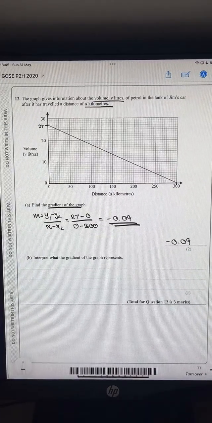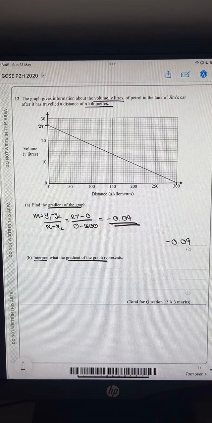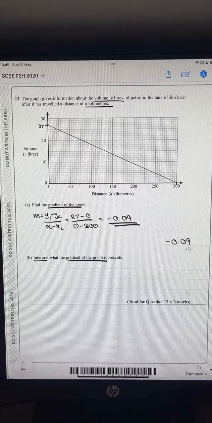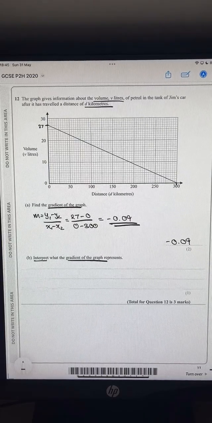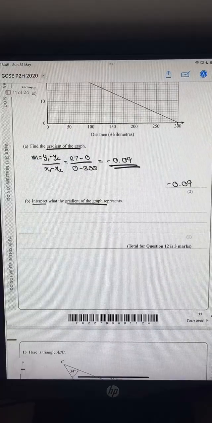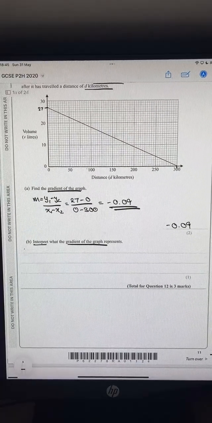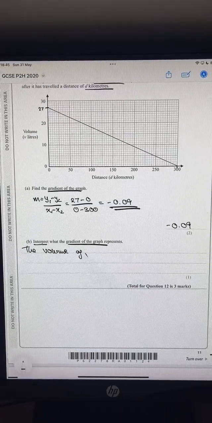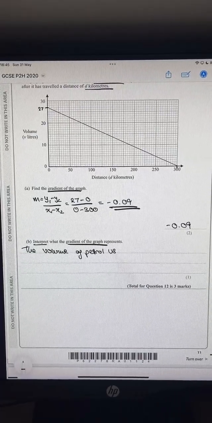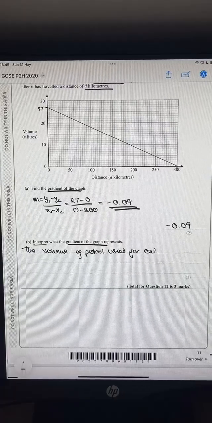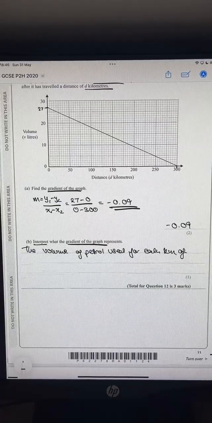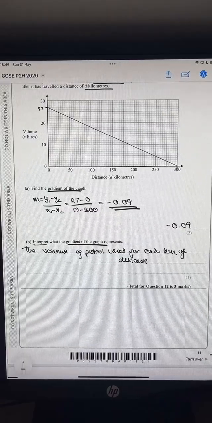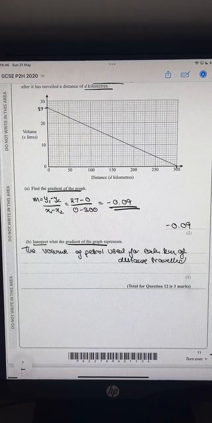Hopefully this is making sense so far. And then interpret what the gradient is. They love interpretation type questions. So you just need to see what the graph is and just put that in for maths in 2 words. So I will see, I've got my volume is normally the y over the x. So I would write, let's just show this. I'd say the gradient is equal to the volume of petrol used for each kilometer of distance traveled. And then I get my 1 mark.